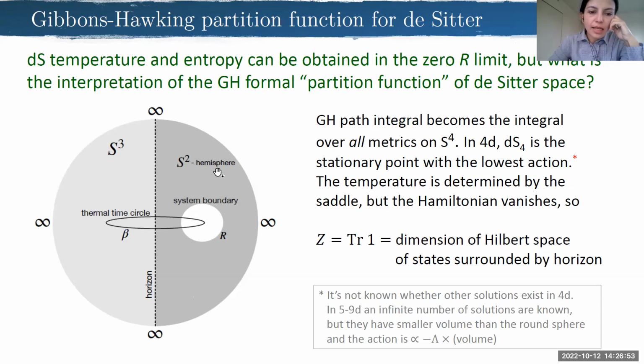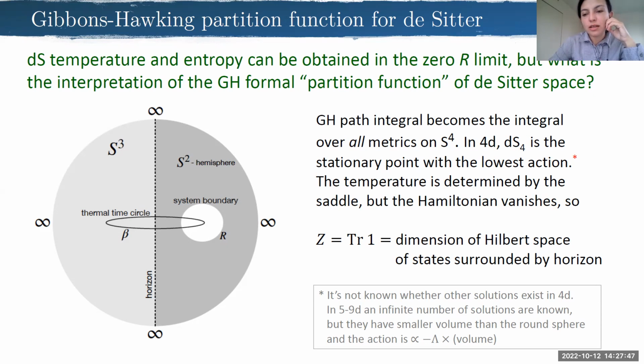And if we shrink the system boundary to zero, the only condition that we put on the configurations that contribute to the path integral is that they should have a thermal time circle of length beta. So the path integral would be over all geometries that have a thermal time circle of length beta. But this is hardly a restriction. You can always find a thermal time circle within all geometries that have this topology of S4. So in this way, we can interpret the Gibbons-Hawking path integral to be the integral over all geometries on the 4-sphere.